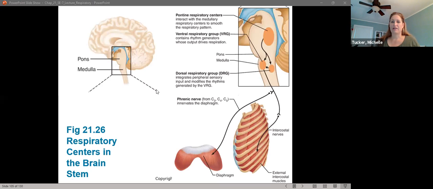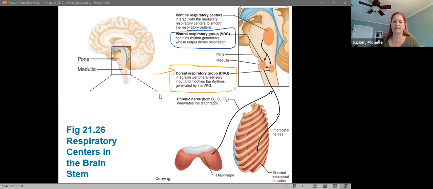This is a graphic of those 3 centers. Again, we have the ventral respiratory group in the medulla that is going to set that normal rate and rhythm. We have the dorsal respiratory group that is going to come more into play when we have things like exercise. And we'll talk about why we need a separate mechanism of input in just a minute.